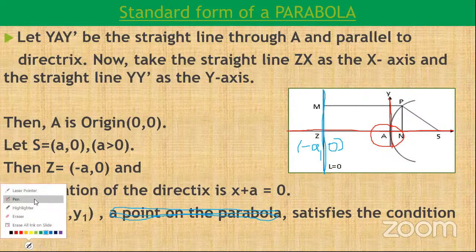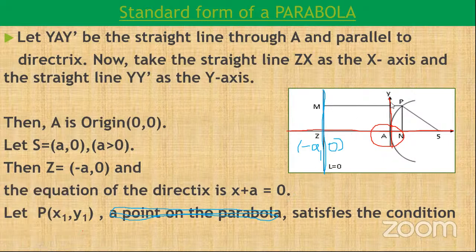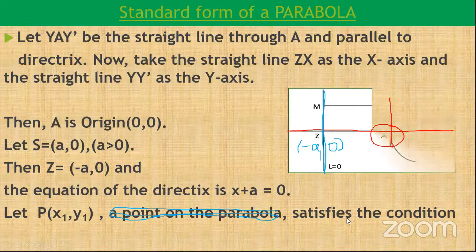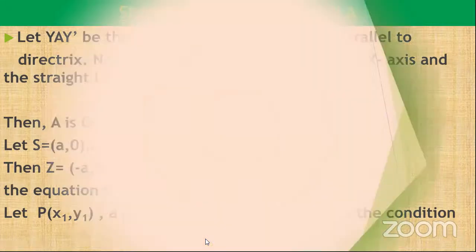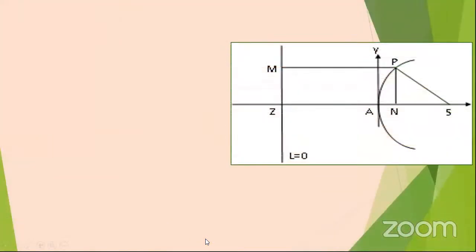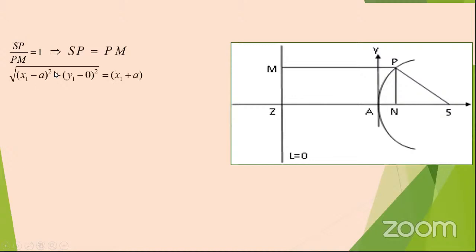If that condition is satisfied, please recollect the definition of the locus. If a point is on the locus, it should satisfy the geometric condition. If it satisfies the geometric condition, it should be on the locus. Now I am taking P such that it satisfies the geometric condition. What is the geometric condition? Let us take a point P such that it satisfies the geometric condition SP by PM is equal to 1. Then SP is equal to PM.